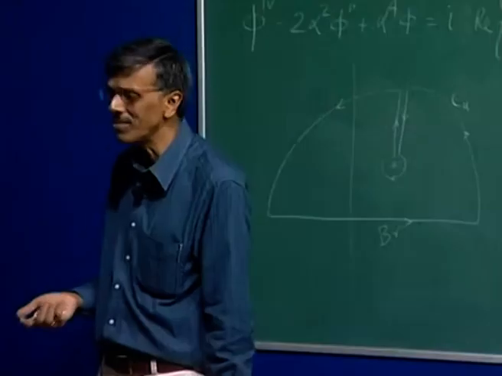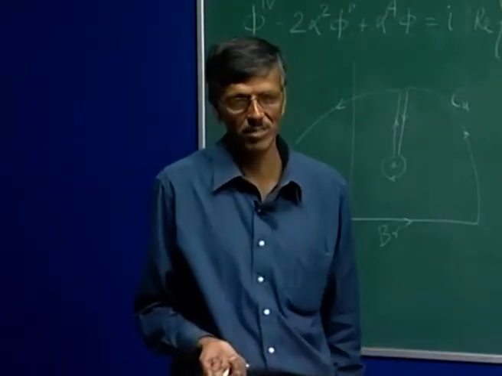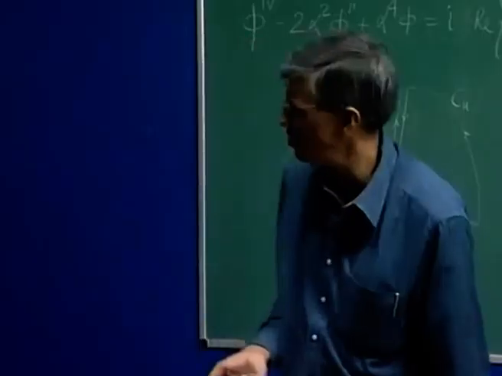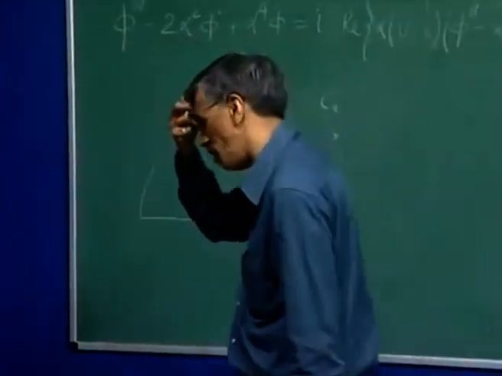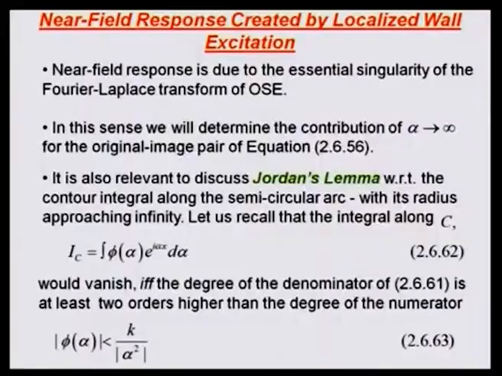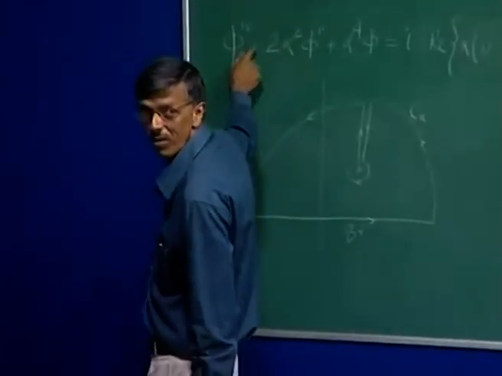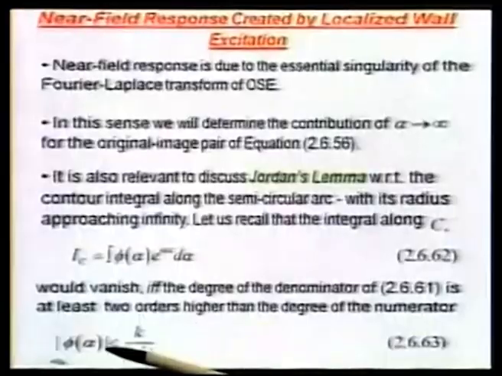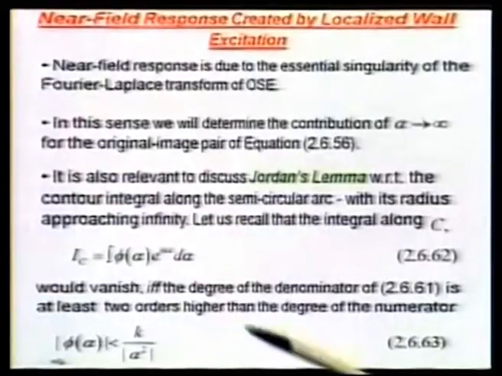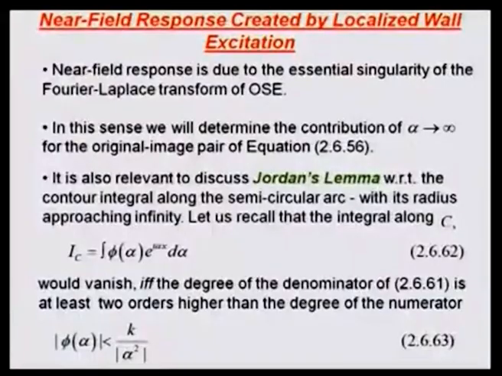So, the task is very simple. Task is very simple for us to investigate. We need to figure out for our case the solution of the Orr-Sommerfeld equation, phi of alpha, as alpha goes to infinity. What is the order of the numerator or denominator? It is very, very interesting that about more than 20 years ago, I did sit down and work it out.